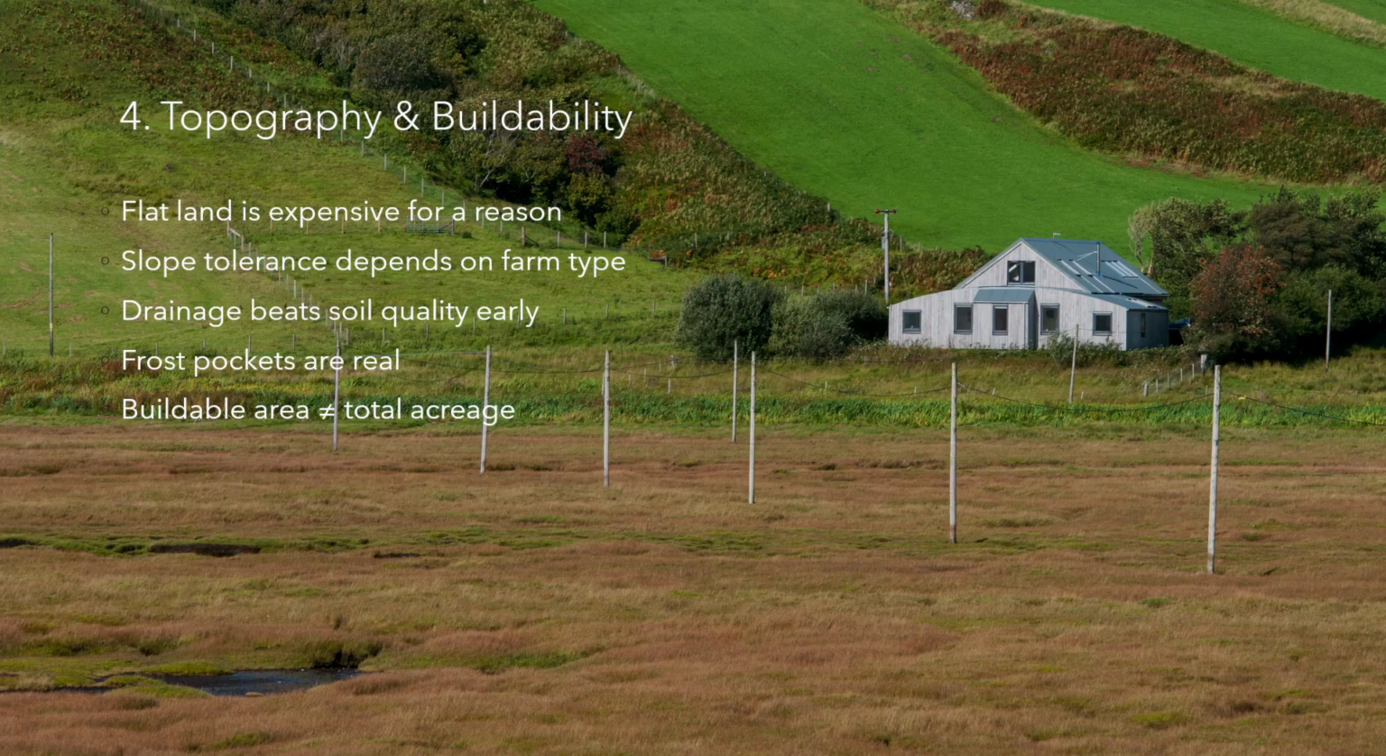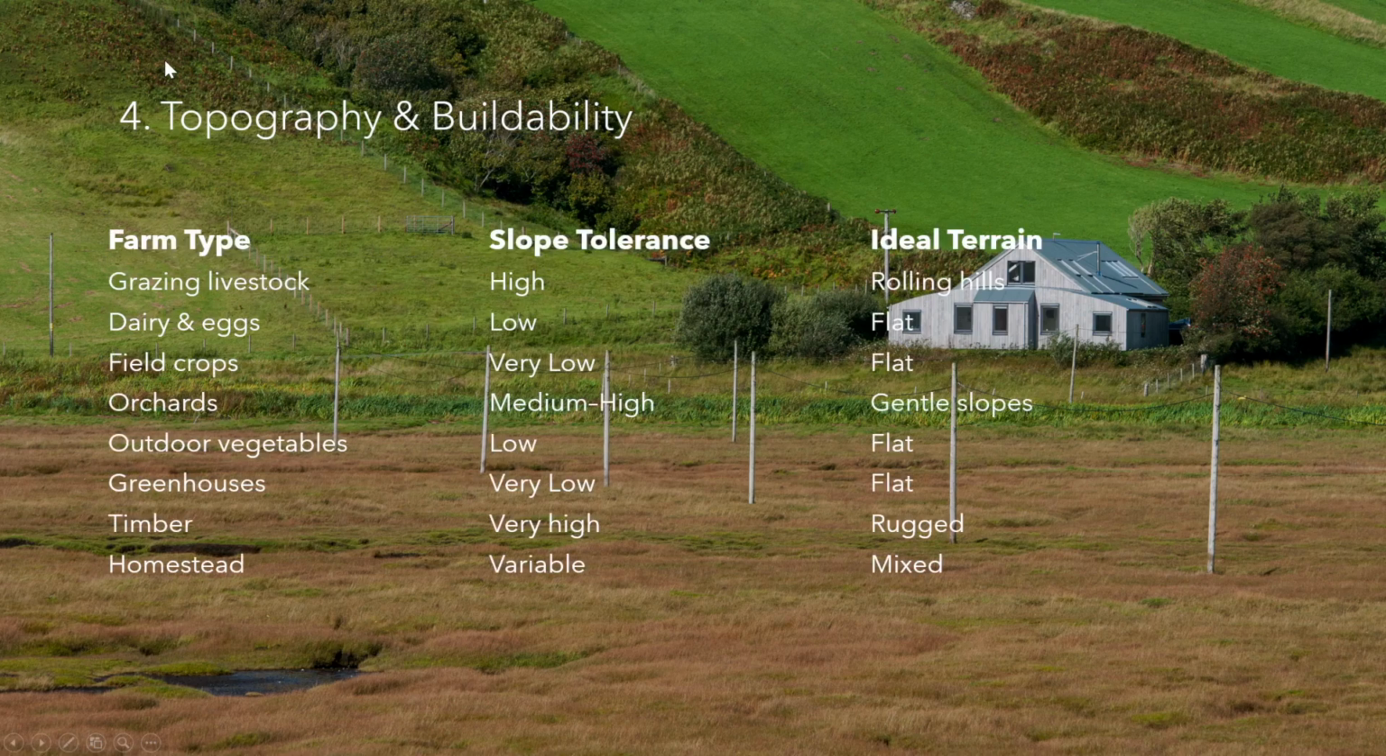Now from the first video, you should have the farm type. Again, I'll link the first video in the description below if you don't know what type of farm you want. But the farm type can have different slope tolerances. For example, timber. You can have a lot of different slopes, a lot of different hills when you have a timber sort of farm. Same thing with livestock. Livestock tolerance is high, not as high as timber, but it gives you an idea, okay, this is pretty flexible.